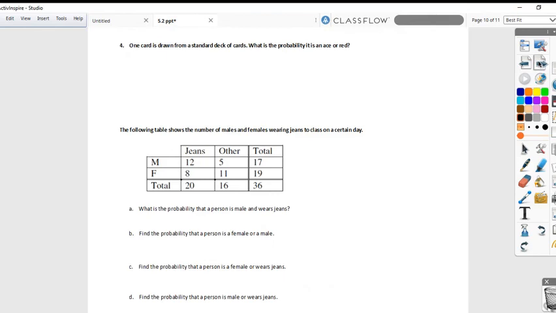All right, last one. Last page, sorry. One card is drawn from a deck. What is the probability of an ace or a red? On this one, I'm just going to do the word. So I want a probability of ace or red.